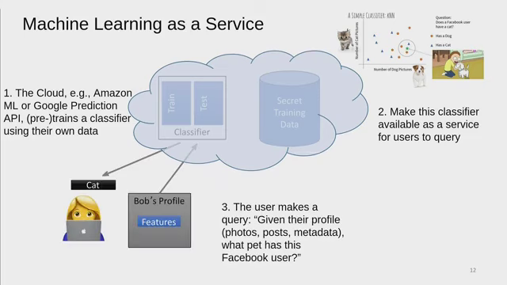So for example, the user makes a query given the profile, the photos, the posts, the metadata of Bob. What kind of person is Bob? Is he more a cat person or a dog person? And the model in the background has looked at all the pictures that Bob posted, and if there are more dog pictures, we would assume that Bob is more a dog person versus a cat person, right? And it could be the bias thereof.